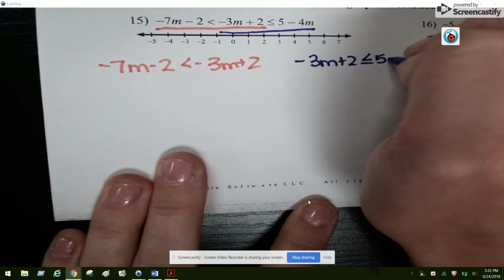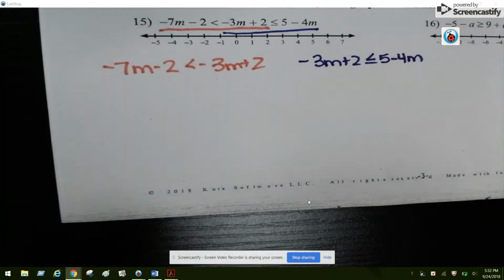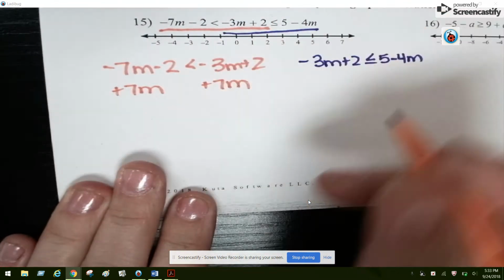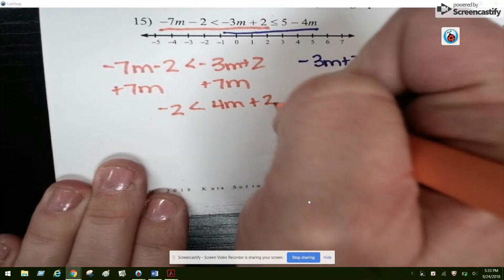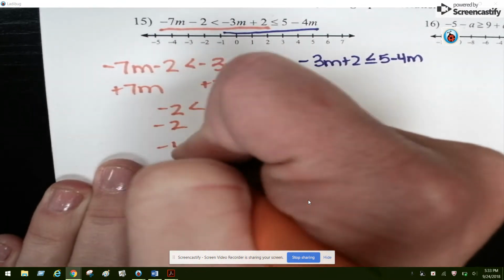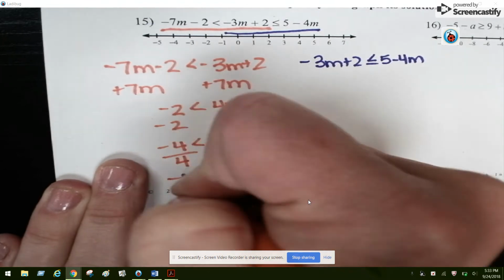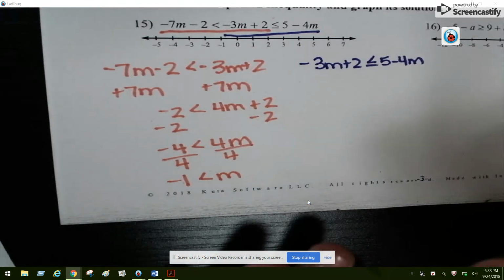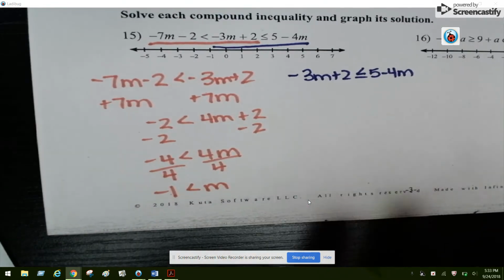So that's my first step. However, I do want to make sure that at the end I remember to put them back together in a compound inequality. So from here we can solve. So we can go along and do that. And then going along here, it looks like pretty nice numbers. So for this side, I'm going to get -1 is less than m. And then I want to keep in mind this is an and problem because I started with a compound inequality.